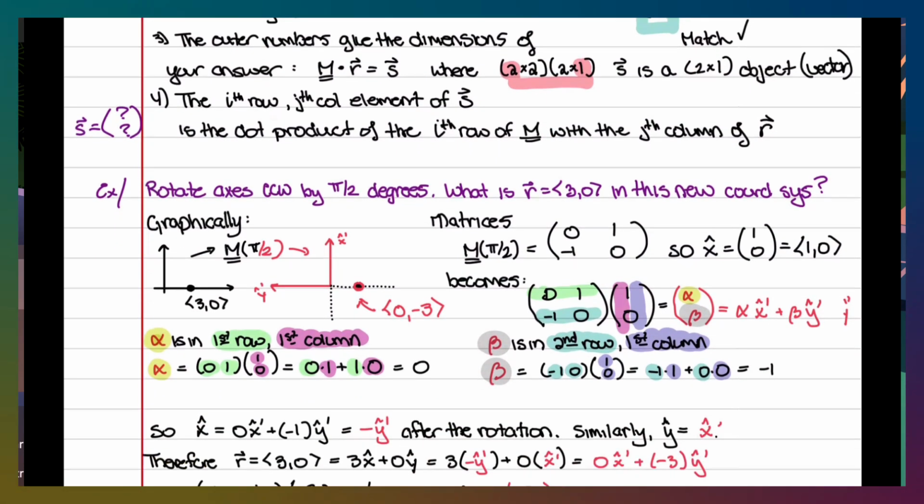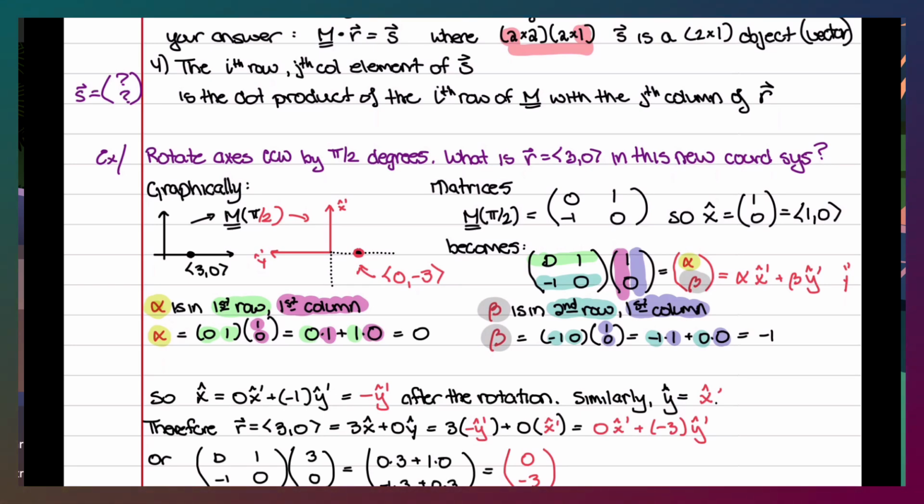So let's do an example. I want to rotate these axes by 90 degrees. Then I want to determine what this coordinate is in the new coordinate system after I've rotated. This one is easy to do graphically. If here are the original axes, when I rotate them by 90 degrees, this becomes this. So if this is x, I might call this x prime. And then if this is y, rotating by 90 degrees becomes that.